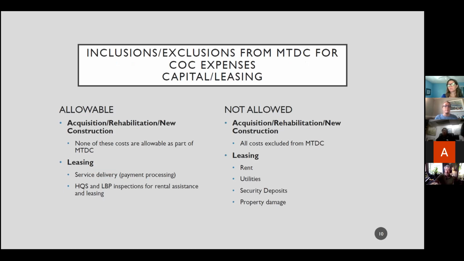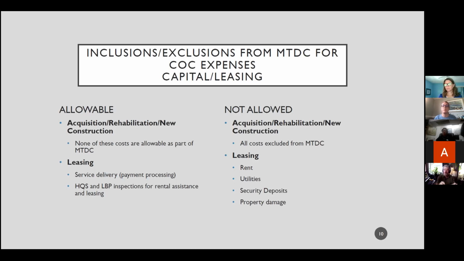Again, I'm doing it by the major budget categories. Under acquisition, rehabilitation, and new construction, forget about it. None of those costs are includable. Under leasing, which can be a big budget line for some folks, the only thing you can charge the indirect cost rate on is your cost in terms of payment processing, in terms of doing those monthly payments to the landlords, when you've got to do a housing quality inspection, when you've got to do the lead-based paint visual assessment.